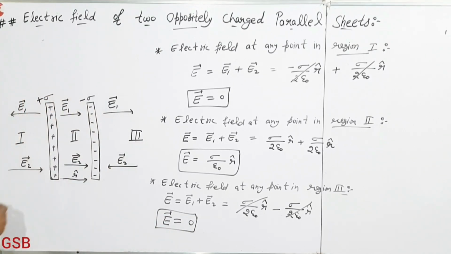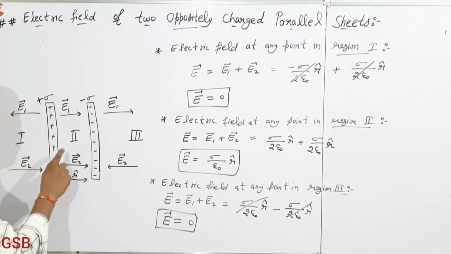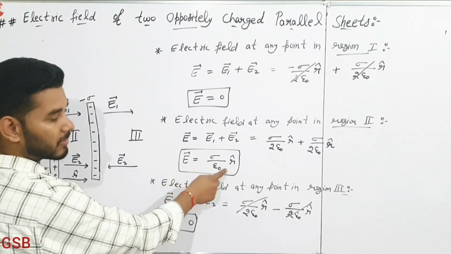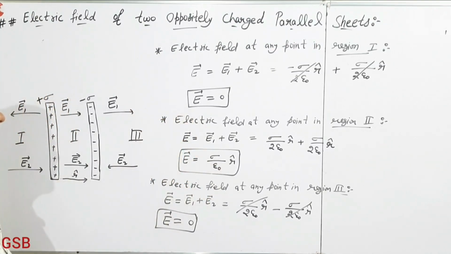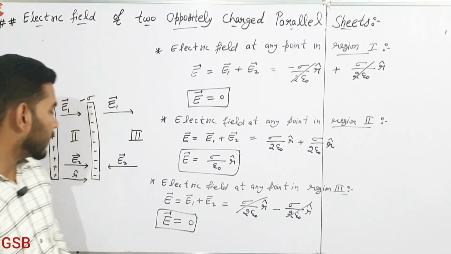So the electric field in region first is 0, the electric field in region third is 0, but the electric field in region second is sigma by epsilon naught R cap. Okay, so that is our topic for today. I hope you all understand that.